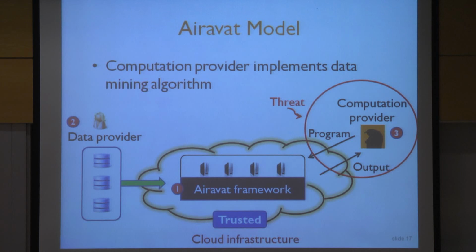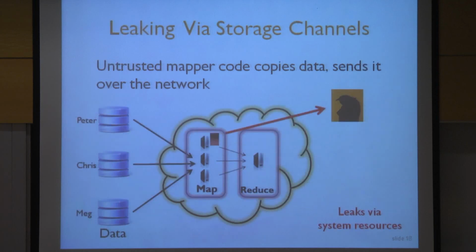So we have to deal with the fact that this code is potentially malicious, okay? That's the whole point here, to try to prevent a potentially malicious computation provider from learning things about the data that they aren't supposed to learn. And the leaks we're concerned about are standard leaks via storage channels. So, what is to prevent a computation provider, maybe his program just reads private data and sends it over the network, or stores it into a file and then some other program reads it. So that would be bad. That problem we will solve with access control.